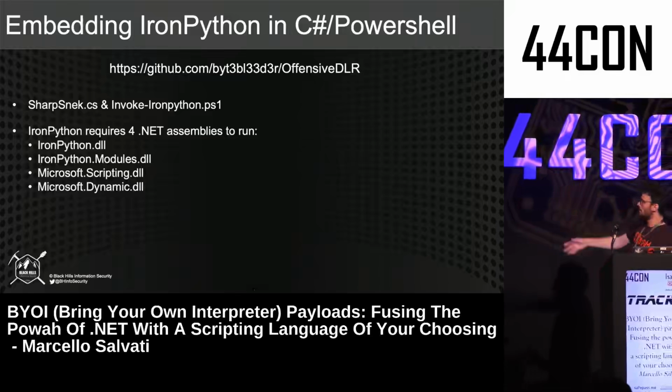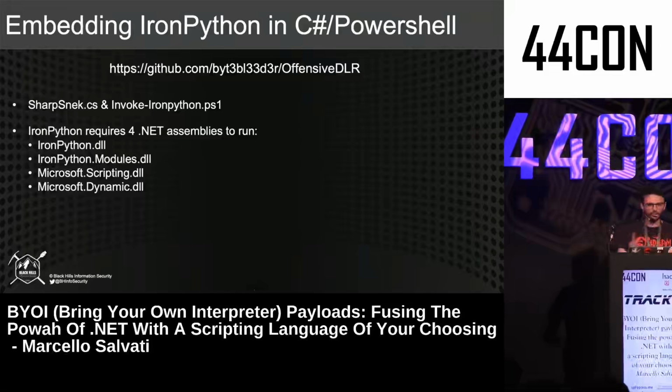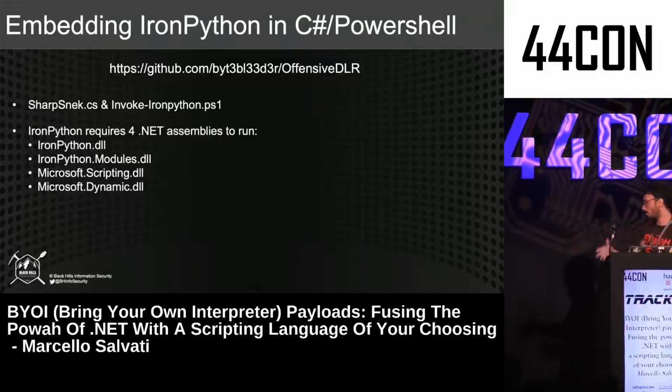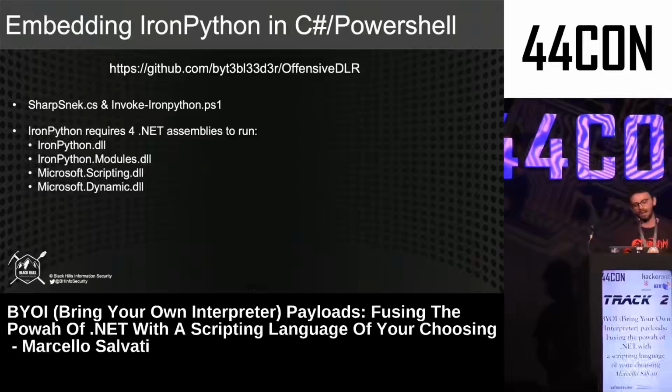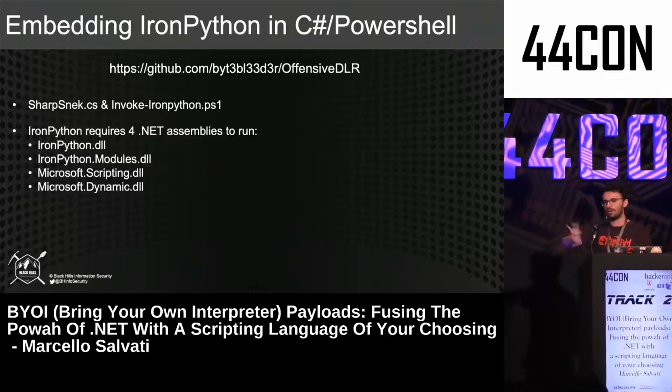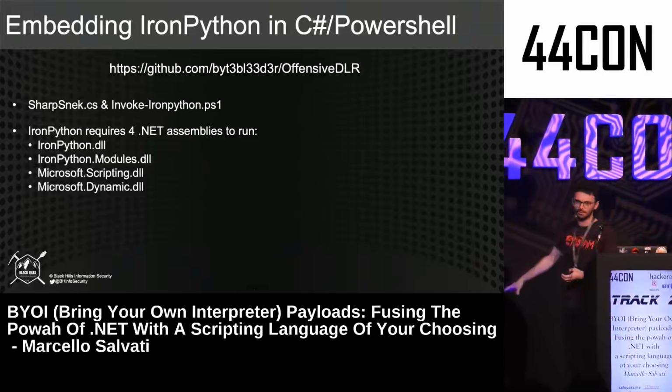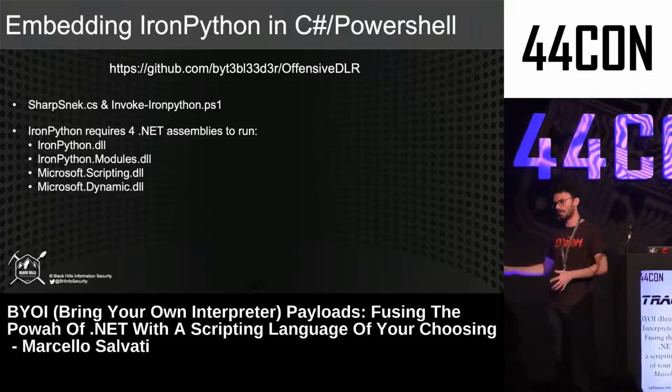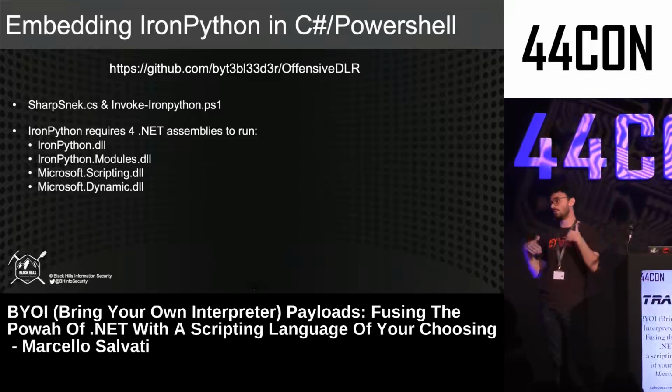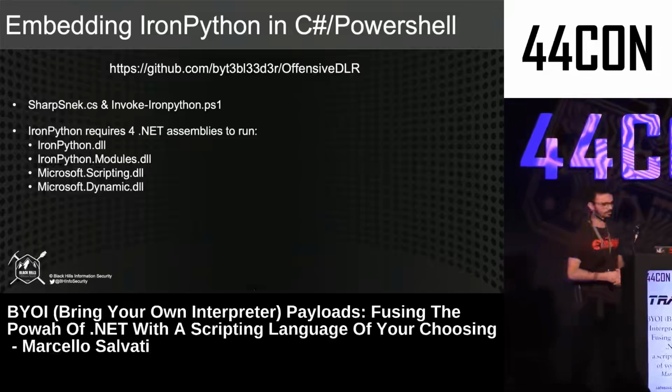IronPython requires 4 .NET assemblies to run. Two of them have been written by Microsoft. They're not signed, unfortunately. But those basically just allow IronPython to interface with the .NET DLR, which is the dynamic language runtime, the feature that allows you to build .NET scripting languages.